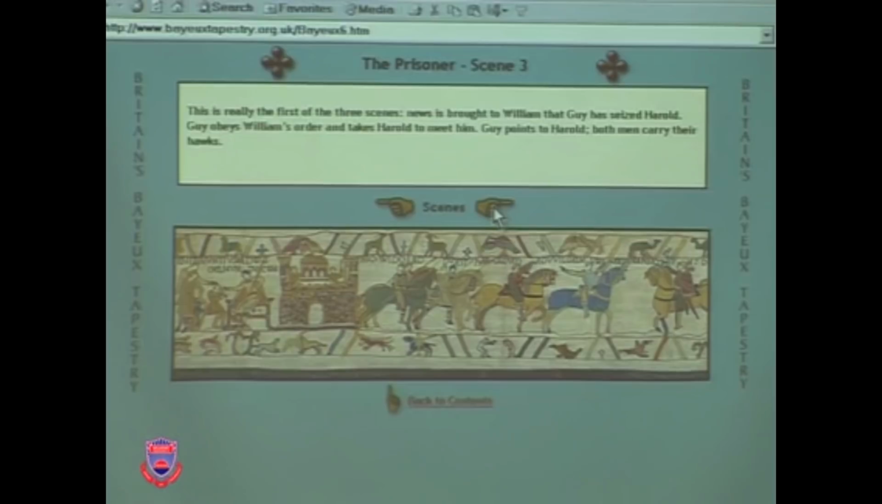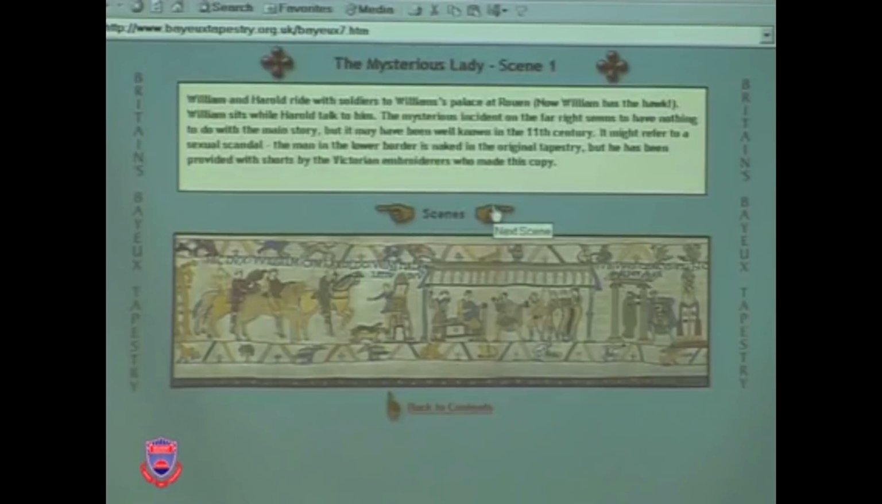Is that the one I just said? Did I click on that one, or is that a different one? Okay, he has him released then at this point. And here he comes to William's court.